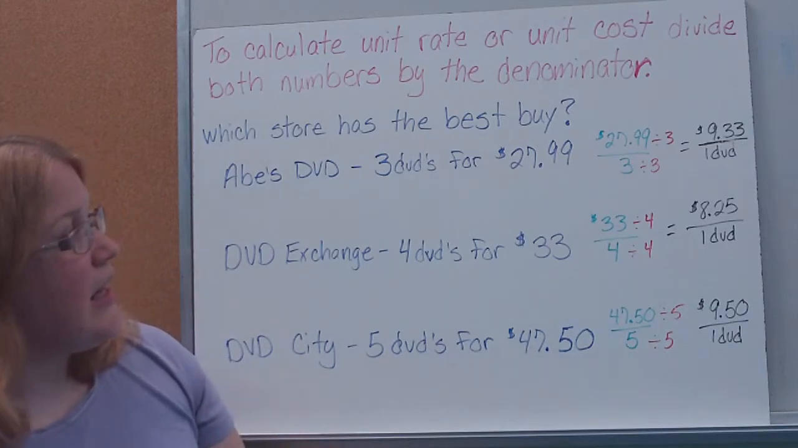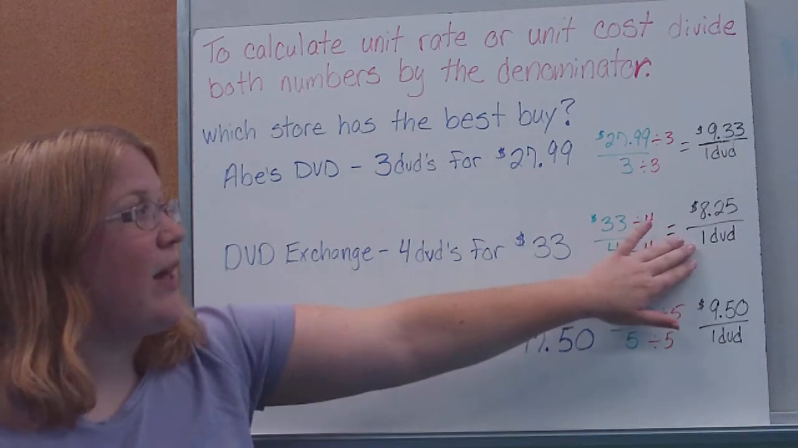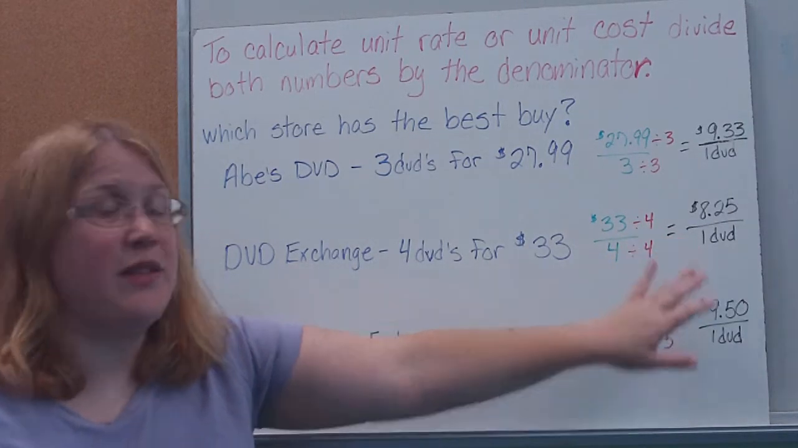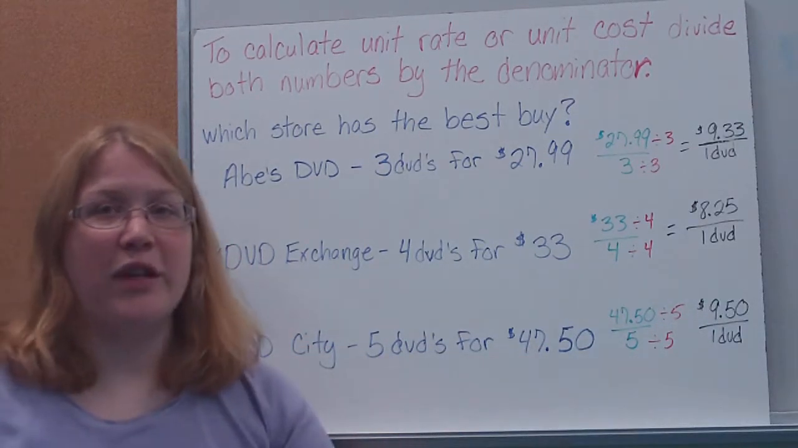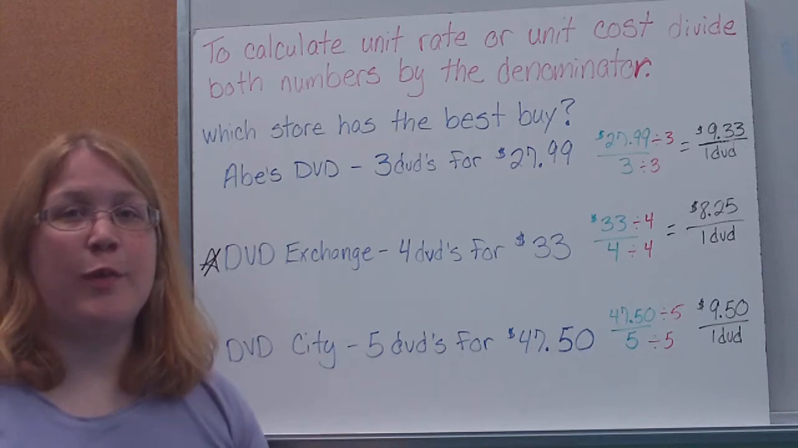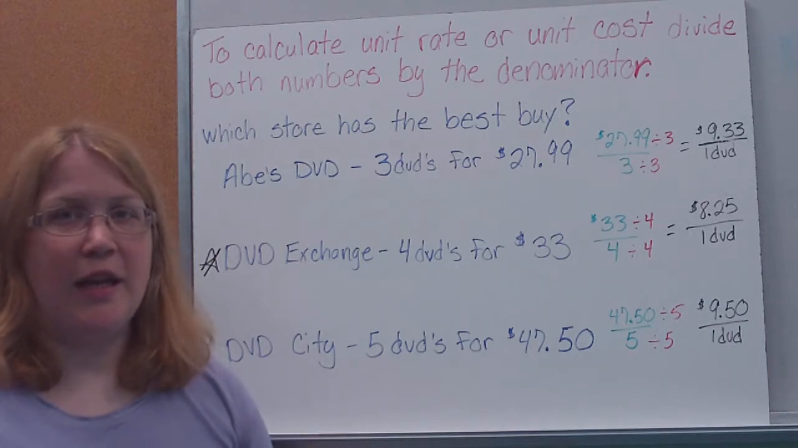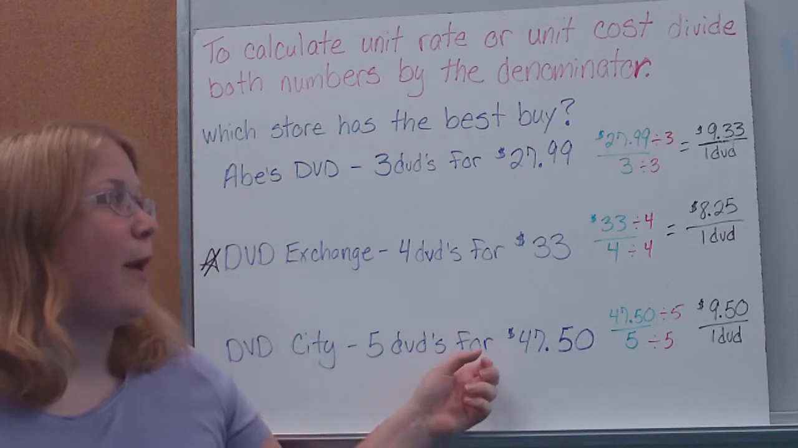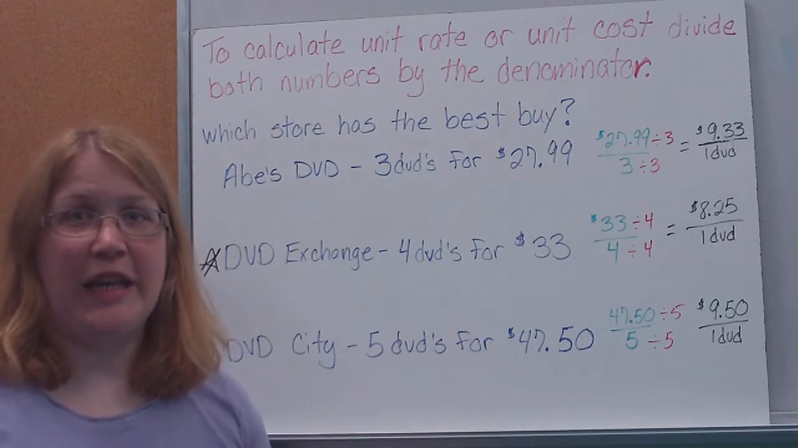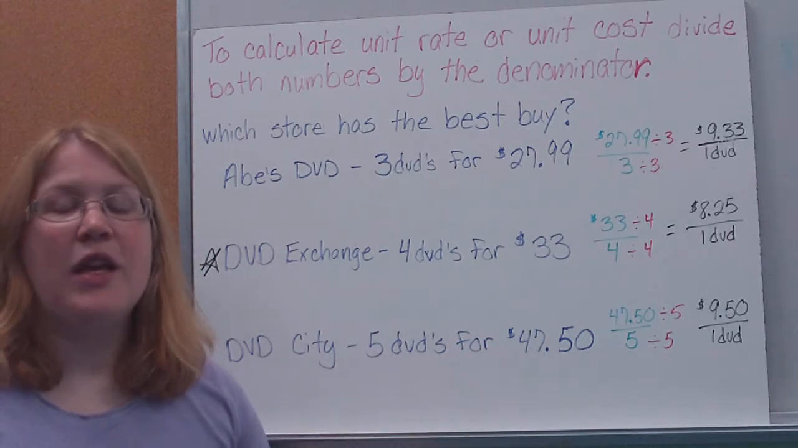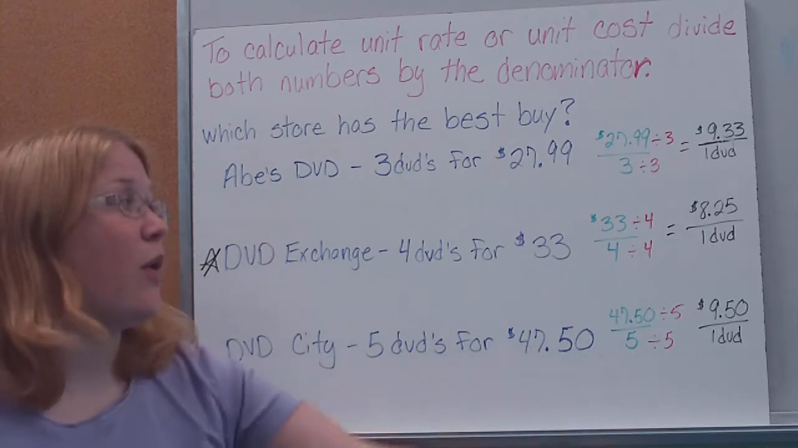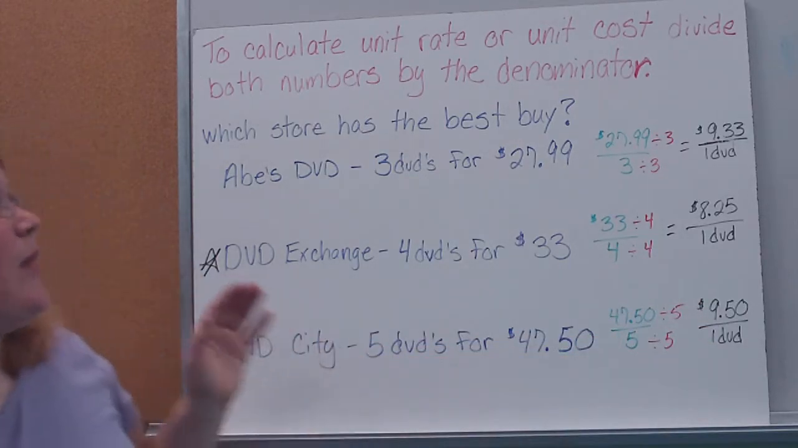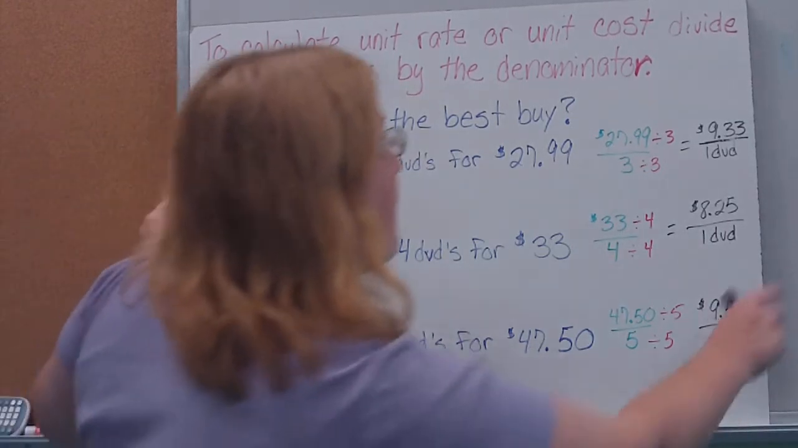So now looking at this, what's my best deal? Well, $8.25 is cheapest. So really, DVD Exchange, even though I'm getting 4 DVDs, sells them at the cheapest price per DVD. I'm not getting as many here, but I'm paying more per DVD down at this store. All right. So the unit rate tells me how much I'm paying per unit. So in this case, it was per DVD. So we'll do a few more of those.